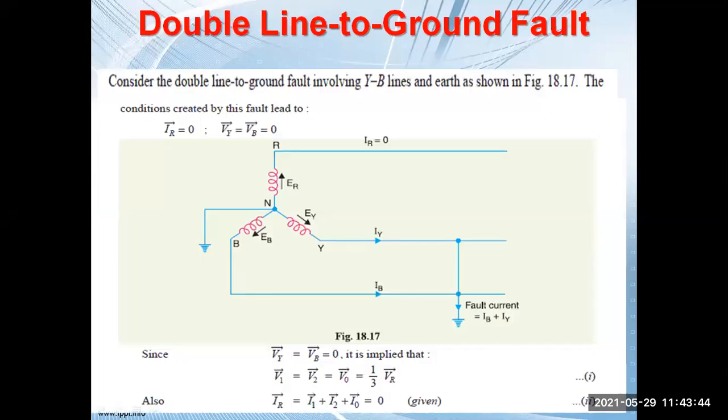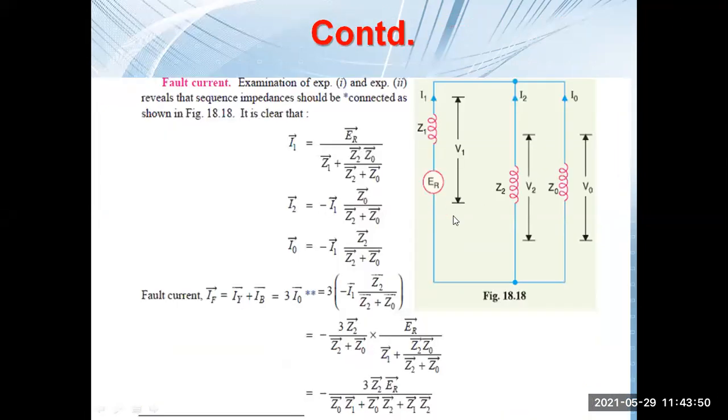Okay. So we'll start double line to ground fault. Yesterday we have discussed up to this portion. We have calculated I1, I2, and I0. Is it correct or not? We have discussed this particular sequence network circuit for this double line to ground fault. Is it clear up to this point? Yes, sir. Okay, so we'll start with the fault current.